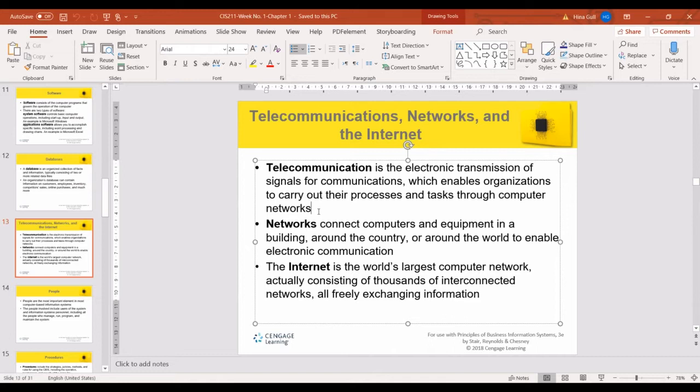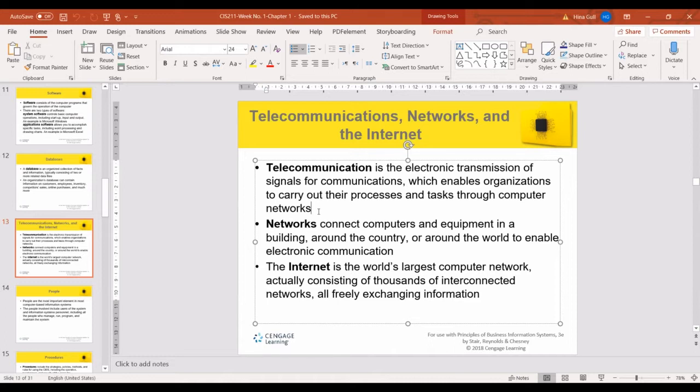Networks, so you are familiar with this, connect computers and equipment in a building, around the country, around the world to enable electronic communications. Did you see the network room in the college? All computers are connected with each other. How? There is one specific room, the network room, where they have machines. You can see the routers, you can see the switches. The switch is normally used to connect these computers with each other.